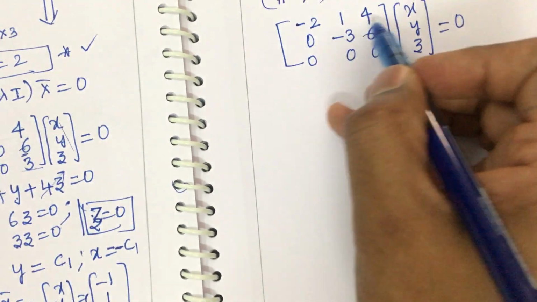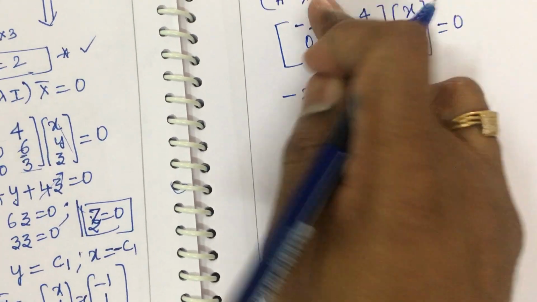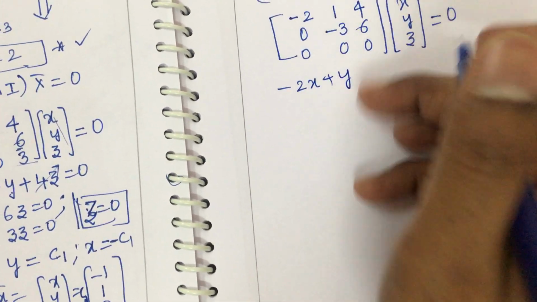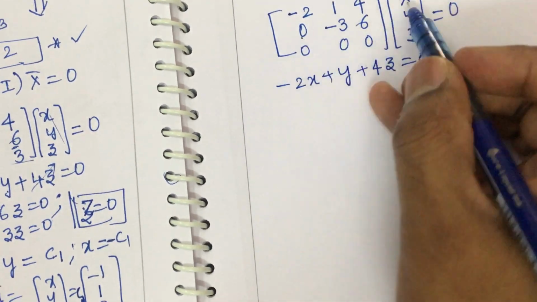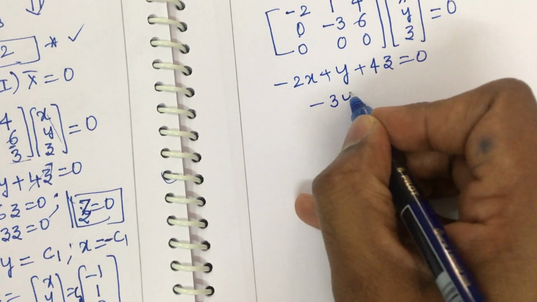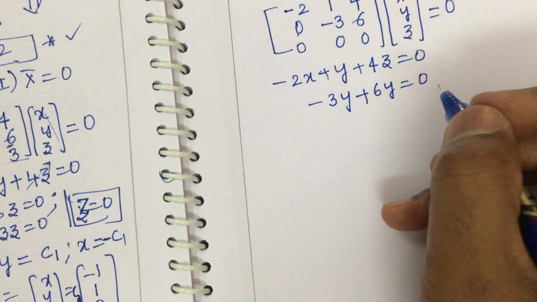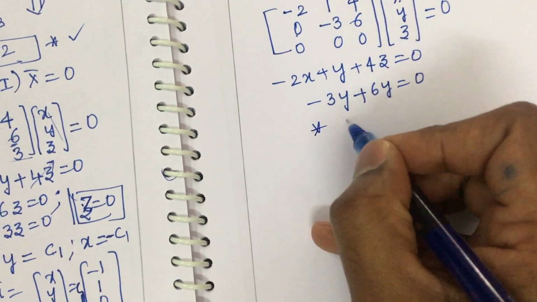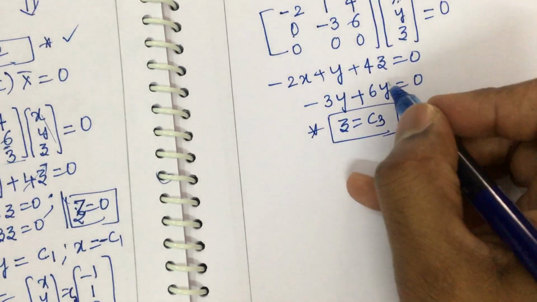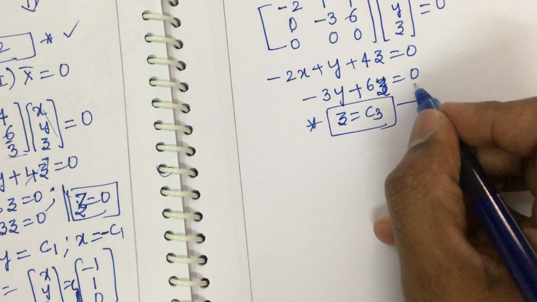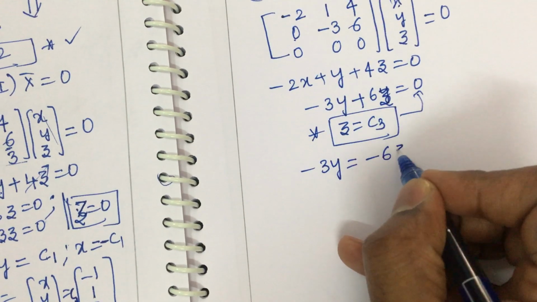So the equation is -2 into x is -2x, plus 1 into y is y, and 4 into z is 4z, equals 0. Later, 0 times x is 0, minus 3y plus 6z equals 0, and I consider z equals C3, let z equal C3. I am going to substitute this in this, so that will be minus 3y equals minus 6z.